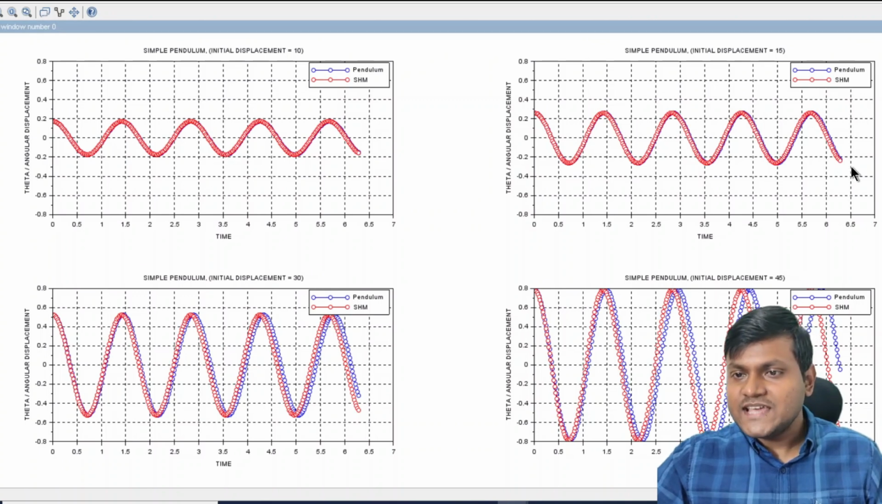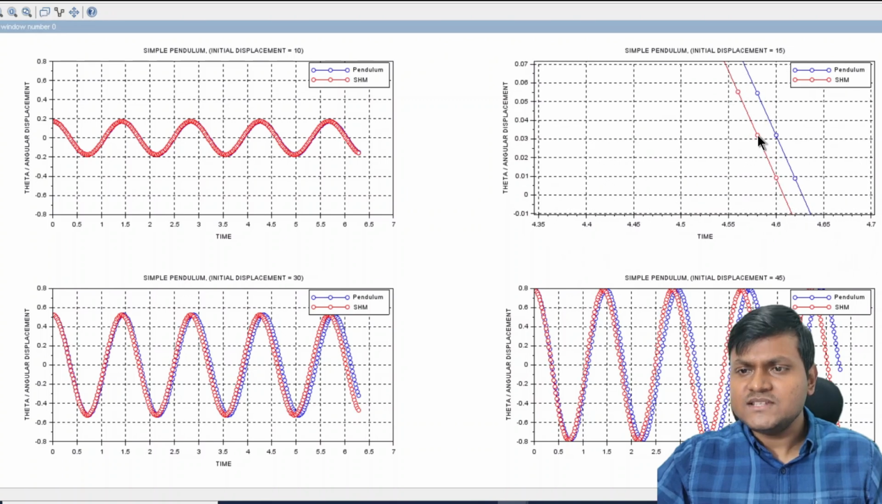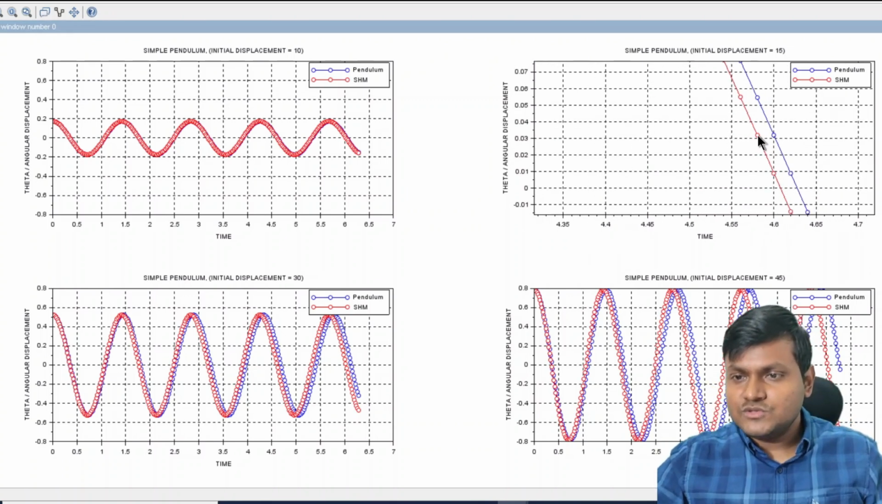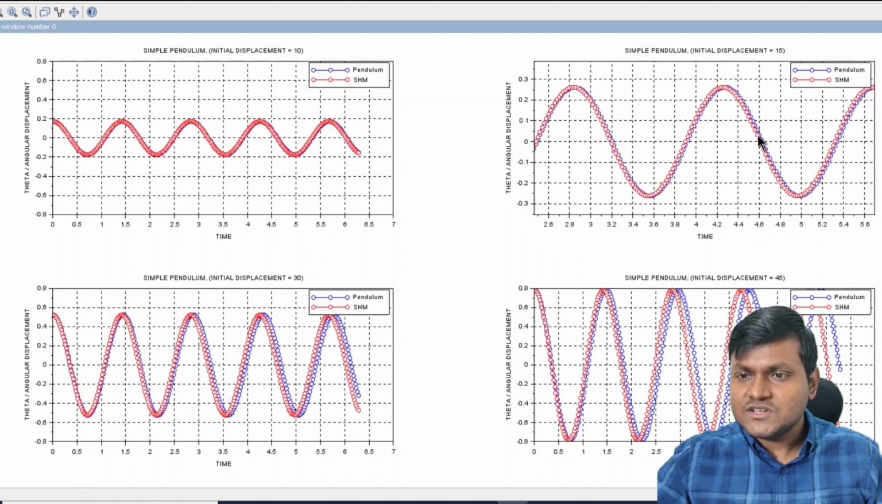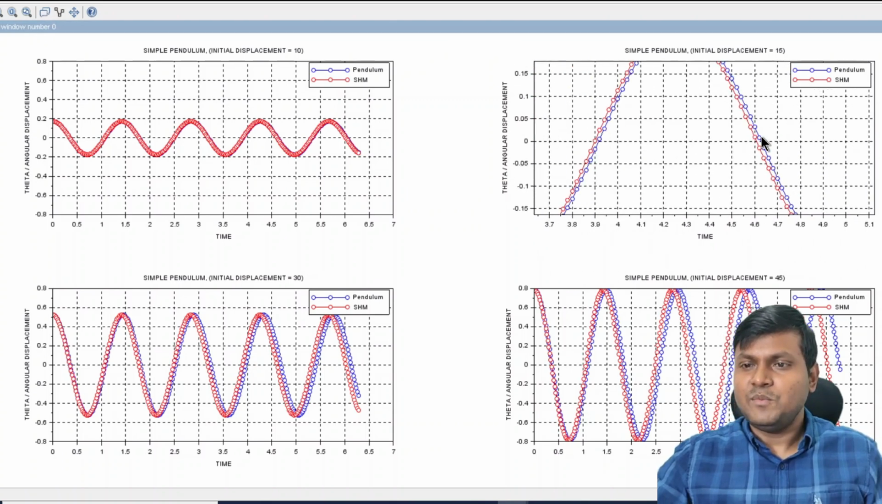Now if I go to the second graph for initial displacement equal to 15 degrees, again you can see that the blue and the red line are kind of merging, but there is a certain amount of distance between both these two solutions. So even though the pendulum is creating SHM, you can see that the blue line and the red line are slightly separate from one another.